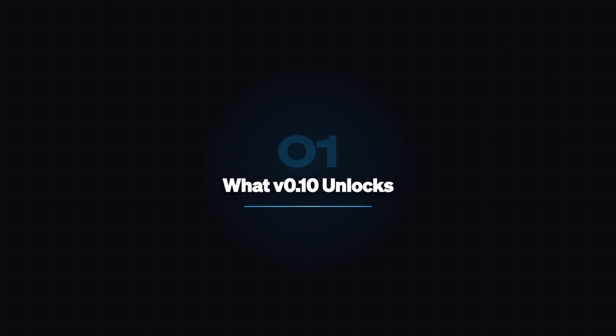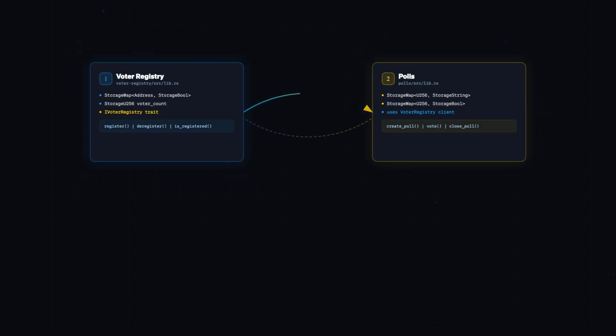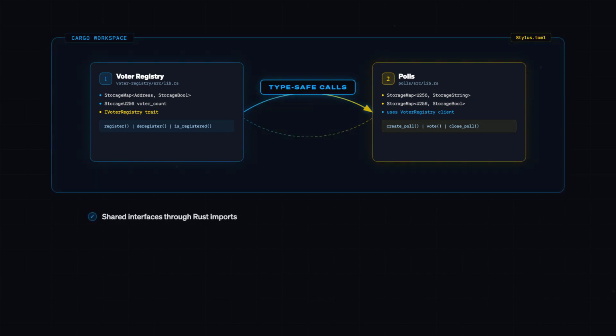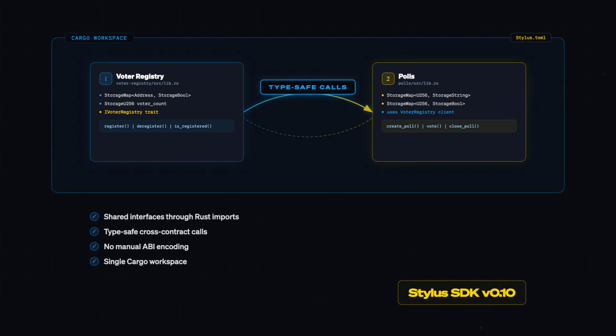Multi-contract architectures are how real dApps get built. A token contract talks to a governance contract. A registry validates callers for another contract. Stylus SDK v0.10 introduces first-class multi-contract support. Multiple contracts in one cargo workspace, shared interfaces through normal Rust imports, type-safe cross-contract calls, and no manual ABI encoding.